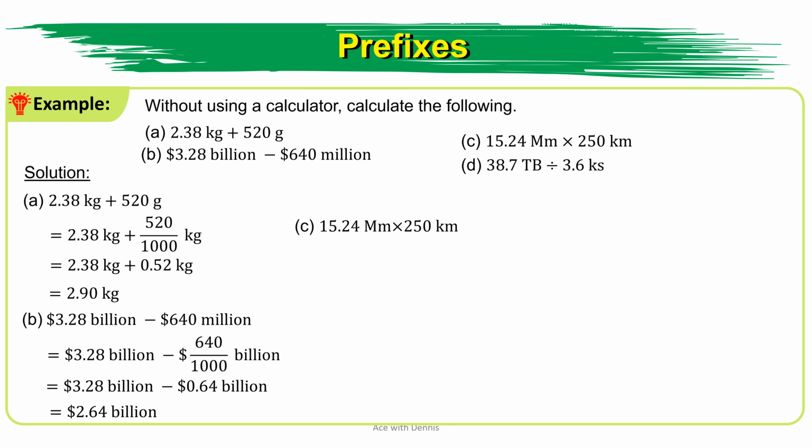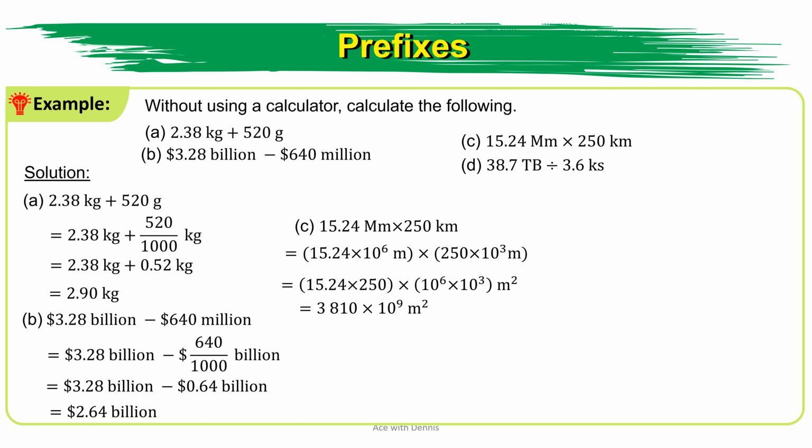For C, 15.24 megameters times 250 kilometers. So we have to change the prefix into standard form. So 15.24 megameters becomes 15.24 times 10 to the power 6 meters. And 250 kilometers is 250 times 10 cubed meters. After that, meters multiplied with meters, we get meter squared. It will be 15.24 times 250 times 10 to the power 6 times 10 to the power 3. So the answer will be 3810 times 10 to the power 9 meters squared.